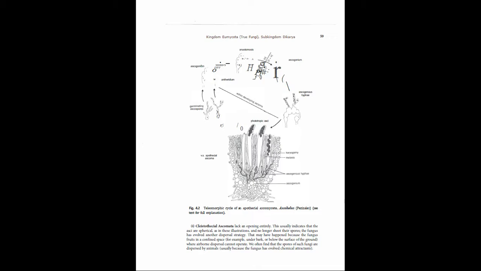4. Cleistothecial ascomata lack an opening entirely. This usually indicates that the asci are spherical, as in these illustrations, and no longer shoot their spores. The fungus has evolved another dispersal strategy. That may have happened because the fungus fruits in a confined space, for example, under bark or below the surface of the ground, where airborne dispersal cannot operate. We often find that the spores of such fungi are dispersed by animals, usually because the fungus has evolved chemical attractants.